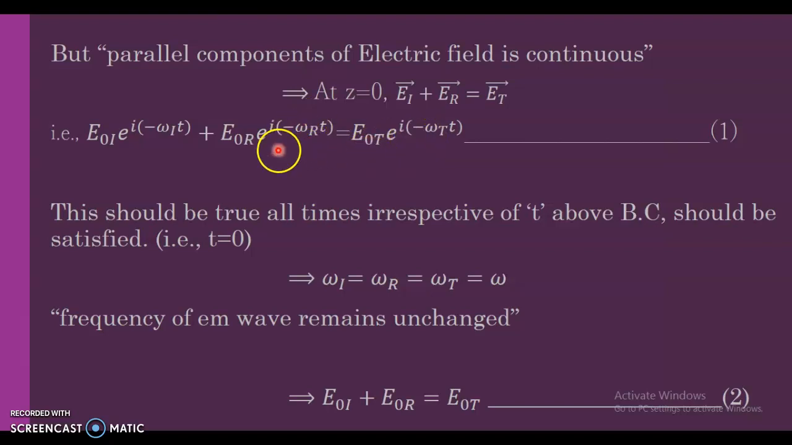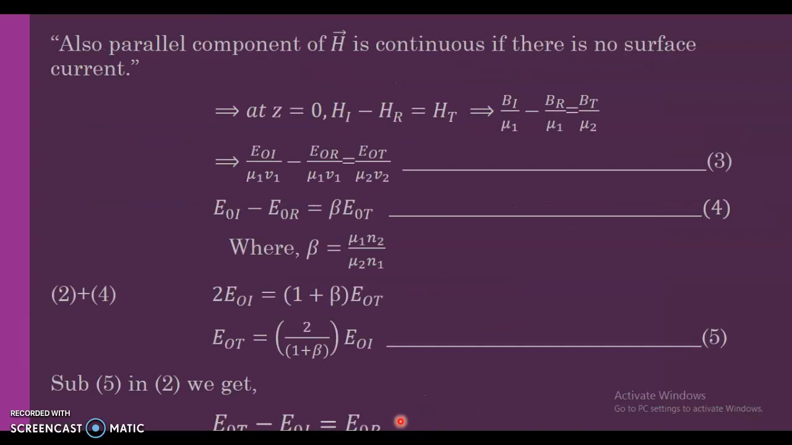Okay, so these quantities got cancelled and the remaining term will look like E0i plus E0r is equal to E0t, and let it be taken as equation 2. In the same way that we calculated the electric field, we can repeat the same pattern, that is at z is equal to 0, Hi minus Hr is equal to Ht. Here the negative sign indicates that in the reflected wave, the B is in the opposite direction to that of the incident wave, and that negative sign just indicates that this direction is changing.